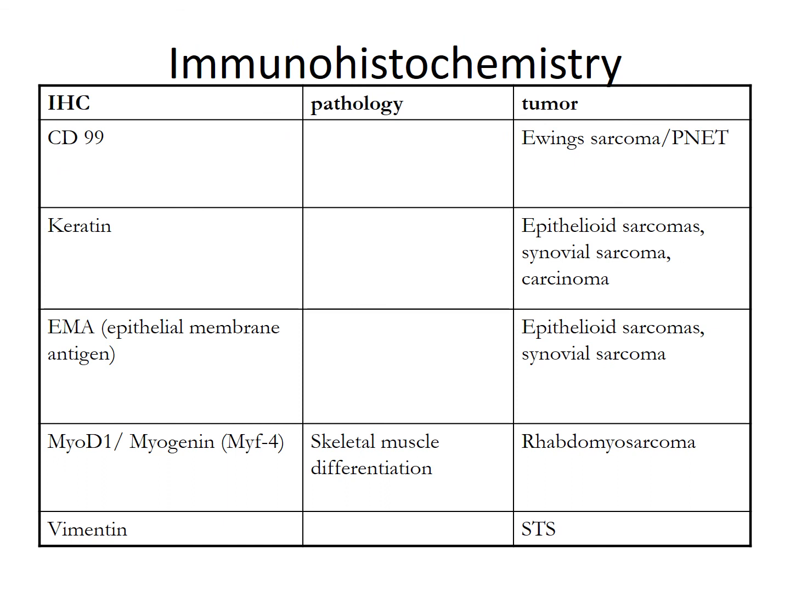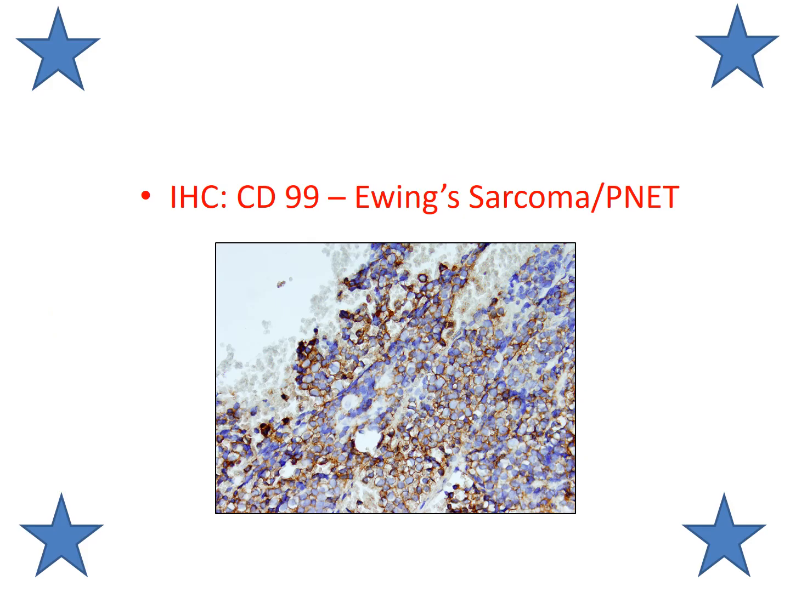CD99 is still a good item to know with Ewing sarcoma and peripheral neuroectodermal tumors. Keratin for epithelioid synovials and carcinomas. Epithelial membrane antigen for epithelioid and synovials. And MyoD1 and myogenin for rhabdomyosarcoma. Vimentin is pretty specific for soft tissue sarcomas. This is just an example of the immunohistochemical staining for CD99 in Ewing sarcoma.